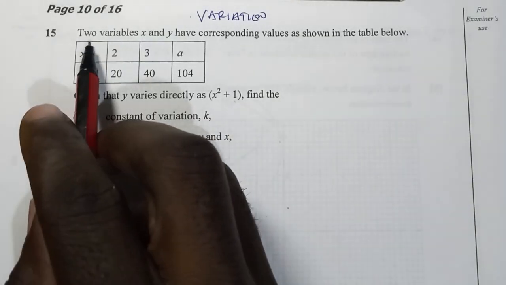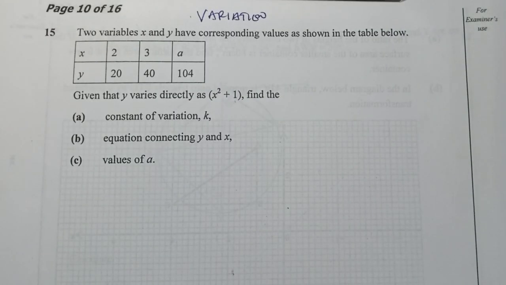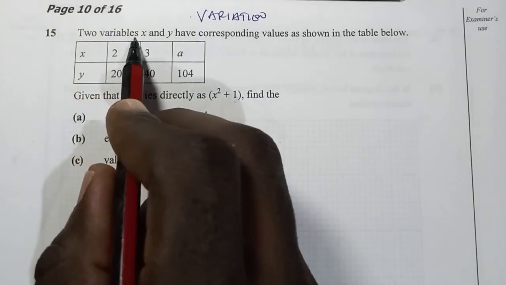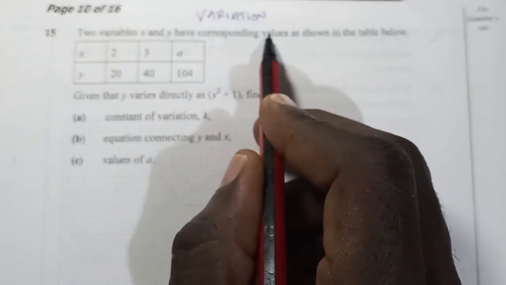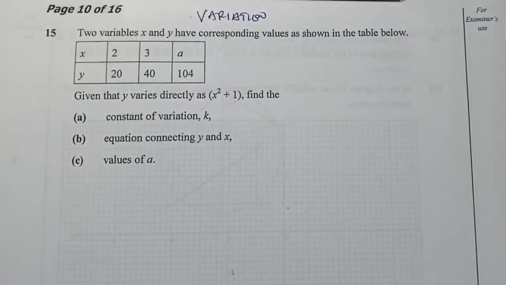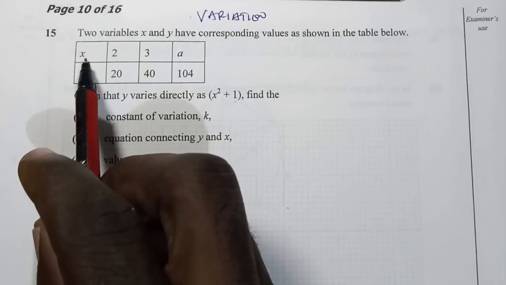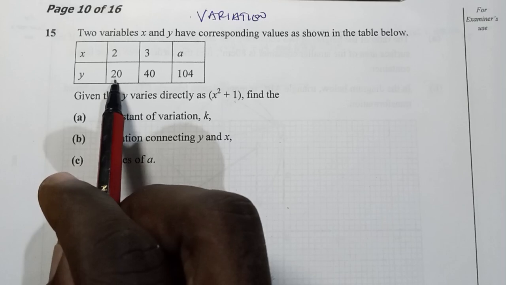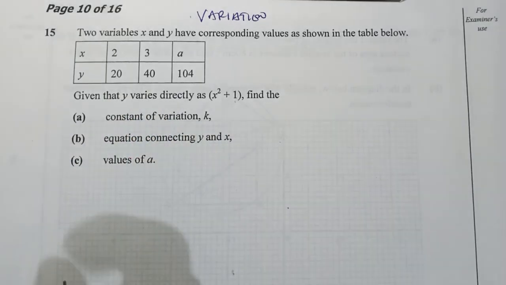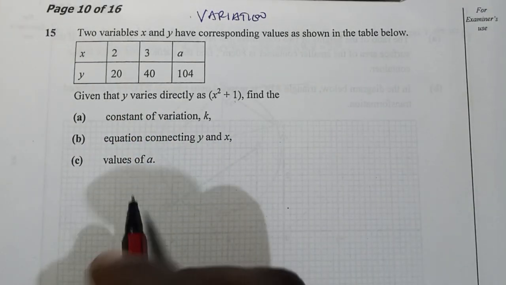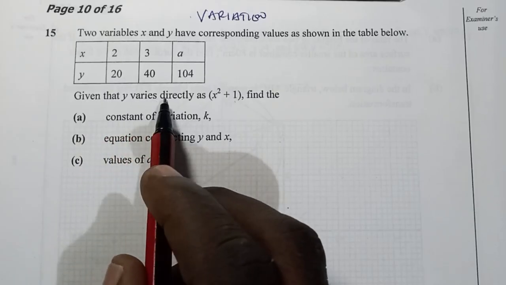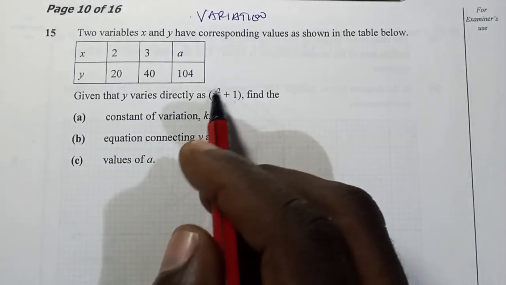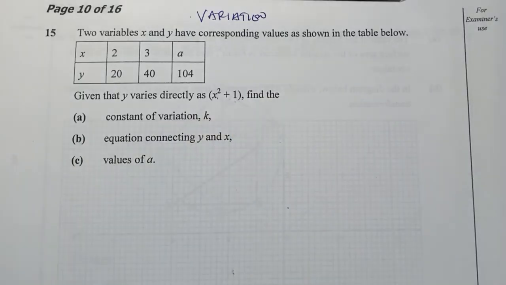Okay, so we have this question. It's falling under variation, Paper 1 question. This is teacher Nyurenda. Two variables x and y have corresponding values as shown in the table below. You have the corresponding values of x, which are 2, 3, and a, and corresponding values of y, which are 20, 40, and 104. Given that y varies directly as (x squared plus 1), find the value of the constant k.